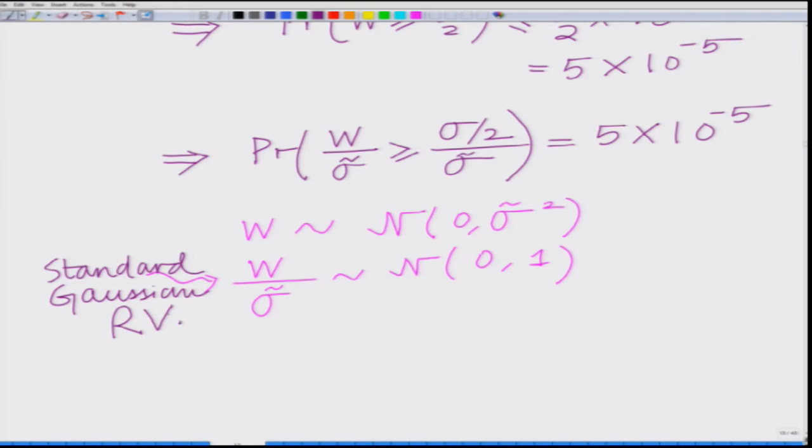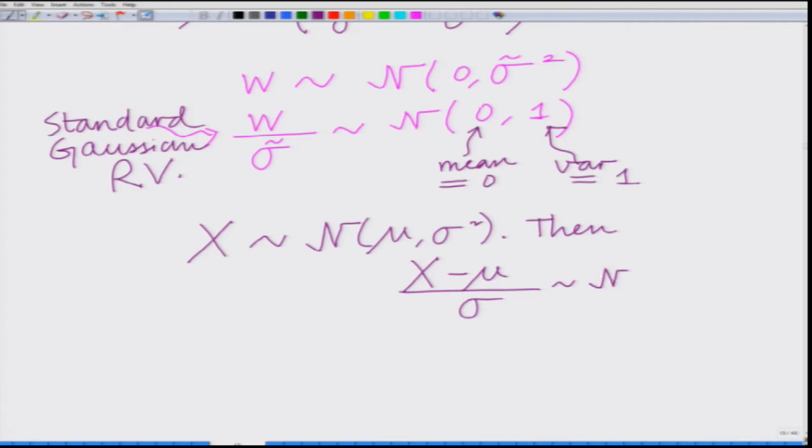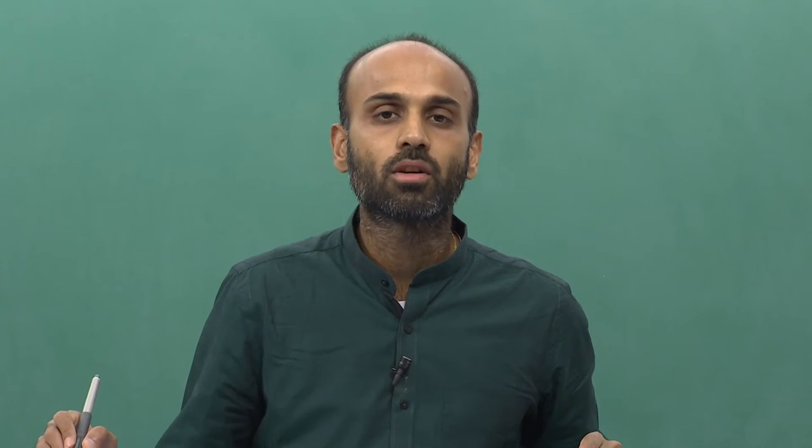It is known as a standard Gaussian random variable because the mean equals 0 and the variance equals 1. For any Gaussian random variable x, if x has mean mu and variance sigma square, then x minus mu divided by sigma is also Gaussian and has mean 0 and variance 1, that is a standard Gaussian random variable. So, w already has a mean of 0. So, w divided by sigma tilde has mean 0 and variance 1.